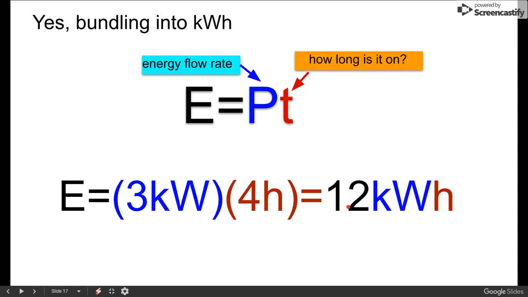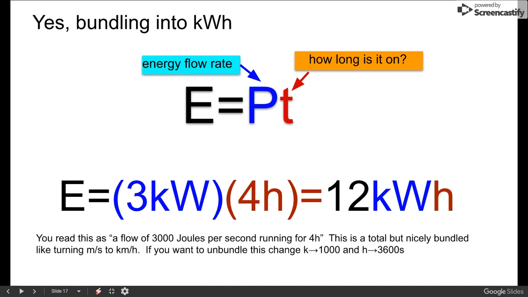This is saying a total energy equivalent to a 12,000 watt light bulb left running for 1 hour. That's how you read a kilowatt hour to understand it is a total energy being shown. What if you want it back in joules? It is one of the simplest conversions going.